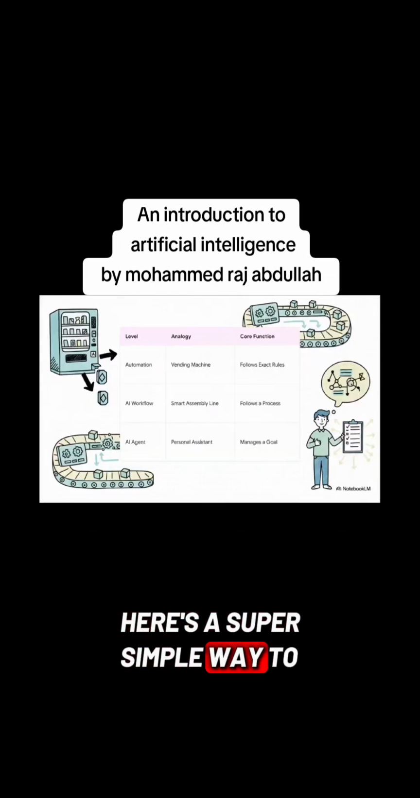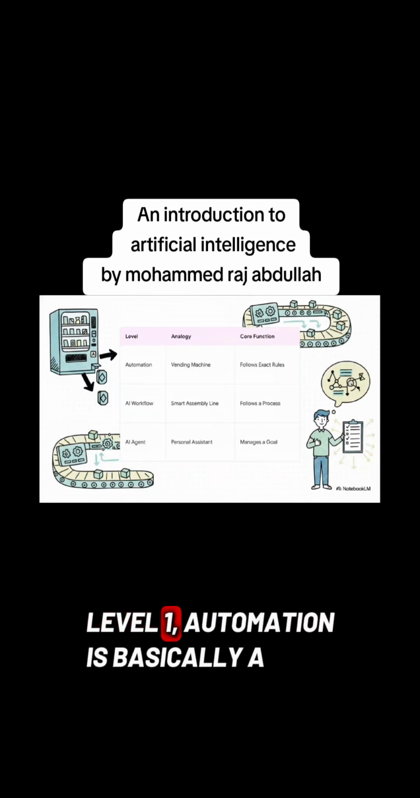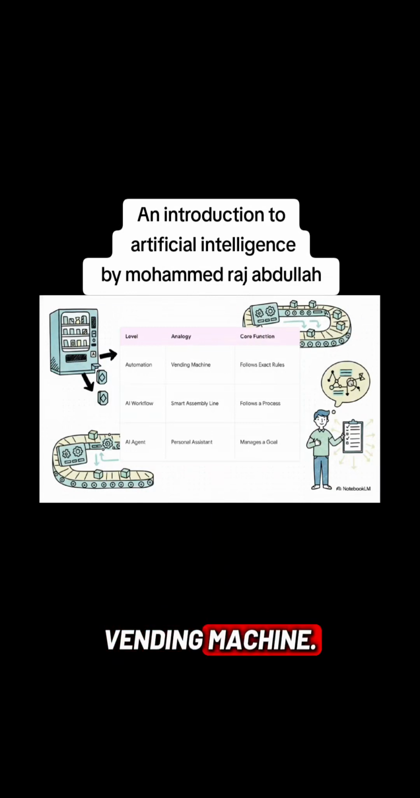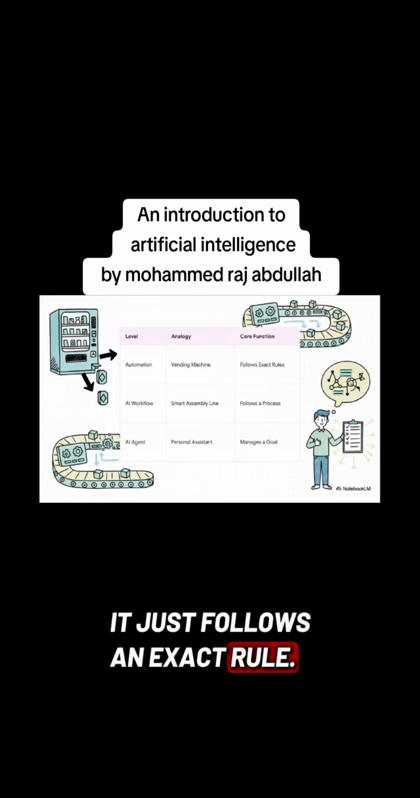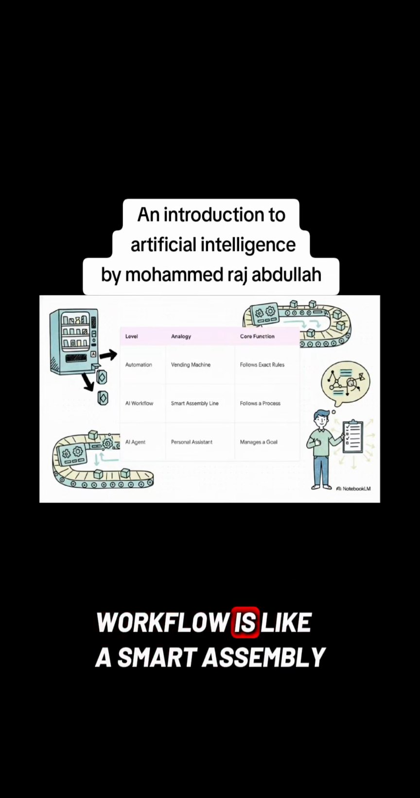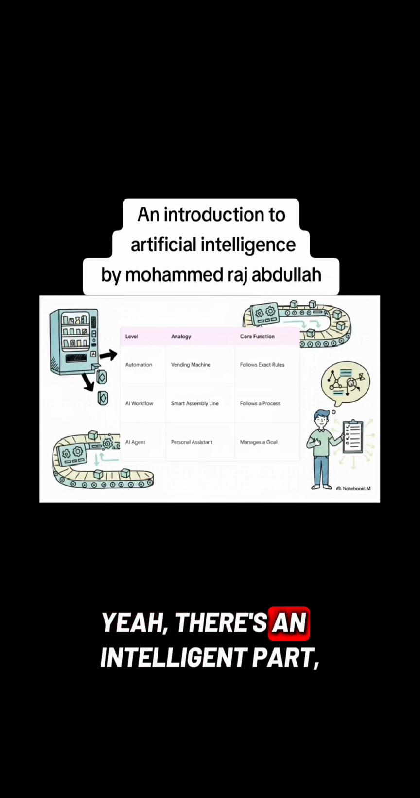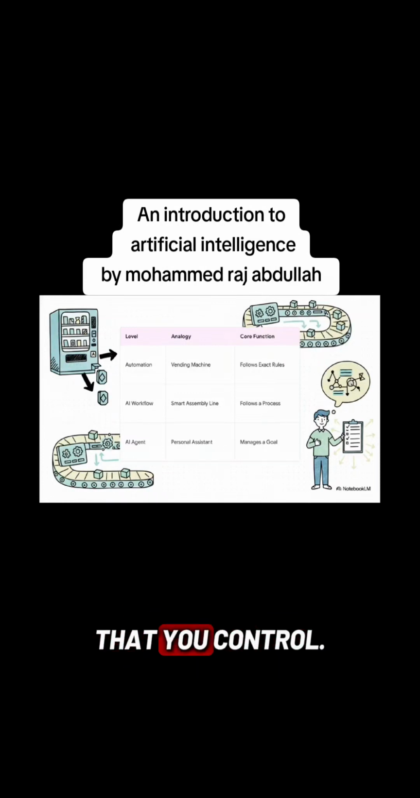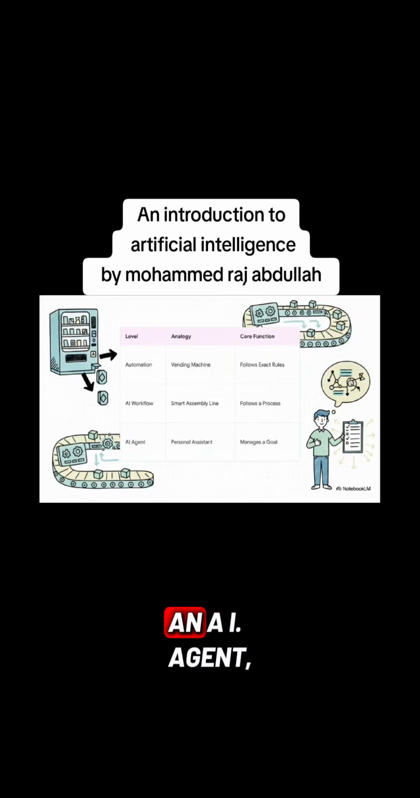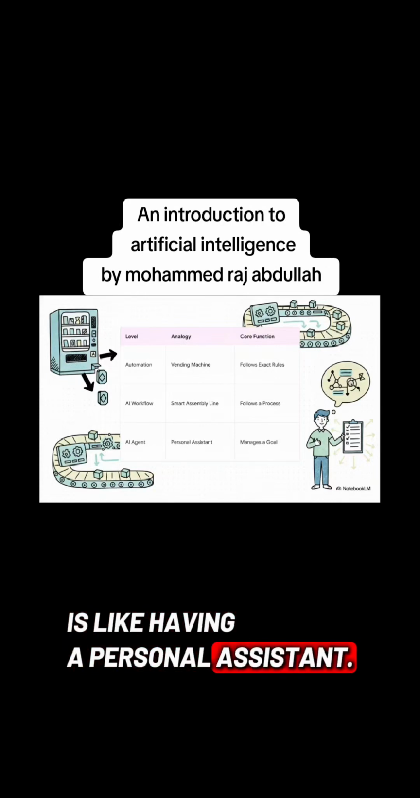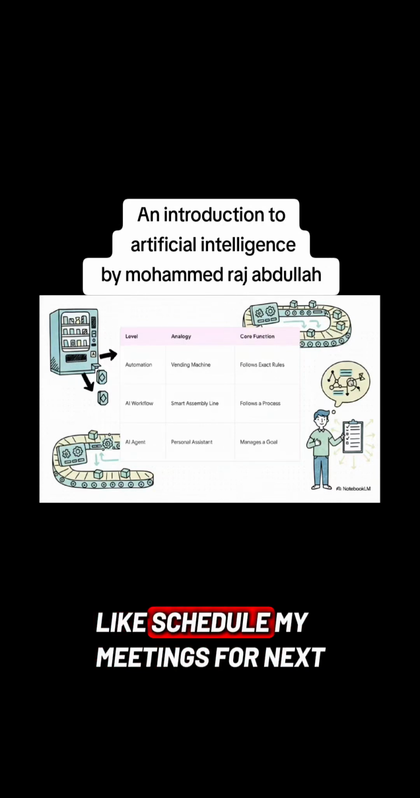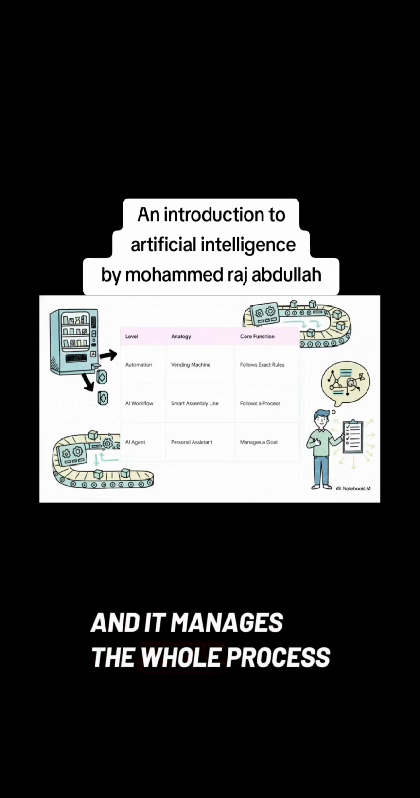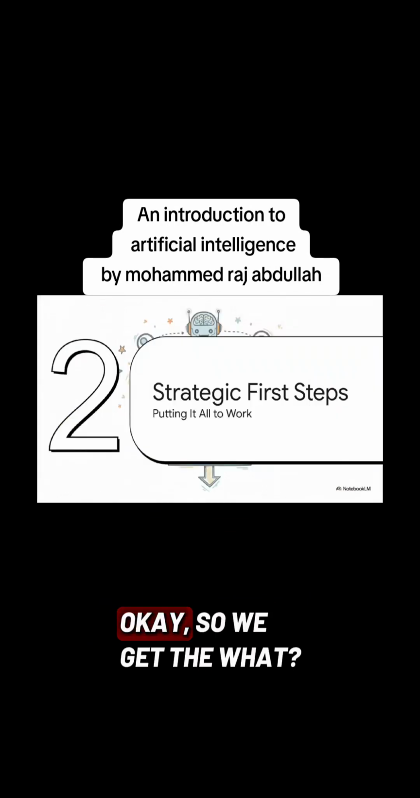Here's a super simple way to lock this all in your brain. Level 1, automation, is basically a vending machine. You push button C4, you get a candy bar. It just follows an exact rule. Level 2, an AI workflow, is like a smart assembly line. Yeah, there's an intelligent part, but it's stuck on a process that you control. And finally, level 3, an AI agent, is like having a personal assistant. You just give it a high-level goal, like schedule my meetings for next week, and it manages the whole process for you.